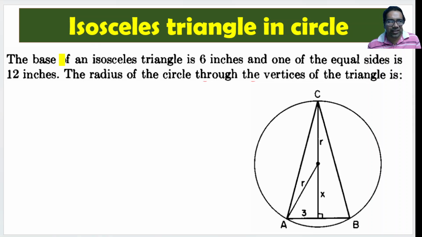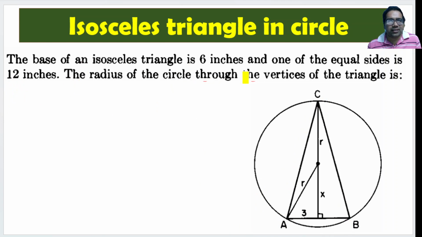Hi friends, here we are given an isosceles triangle. The base of that isosceles triangle is 6 inches and one of the equal sides is 12 inches. What does that mean? The other equal side is also 12 inches. We are given 12, 12 and 6. All three sides are given.